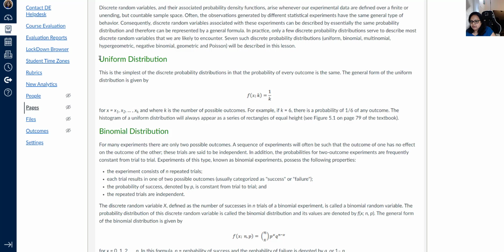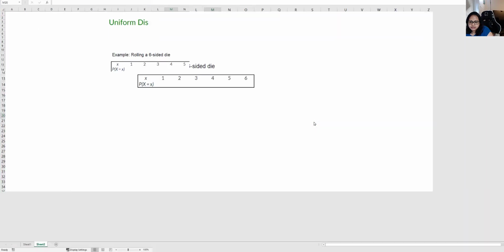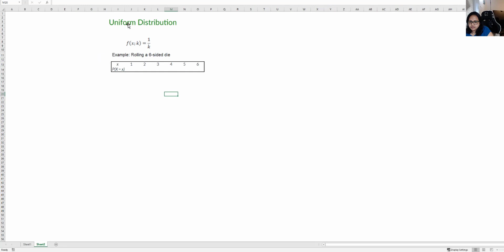At first, let's talk about uniform distribution. By the name of it, maybe you can guess that the probability for each of those possible outcomes would be the same. Let me give you an example, the uniform discrete random variable. So we are talking about the uniform discrete distribution.